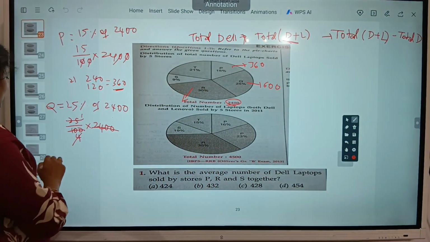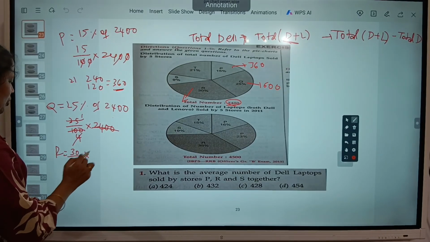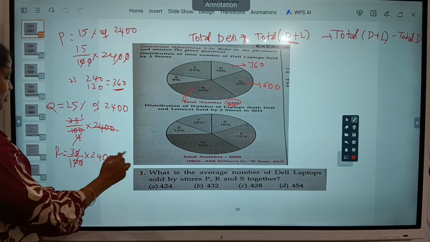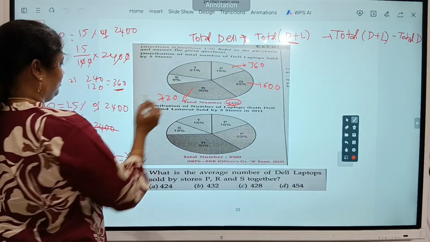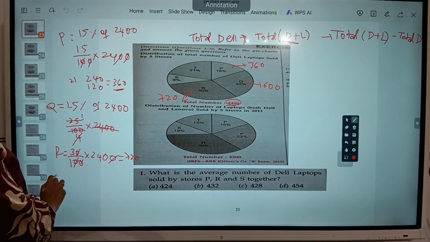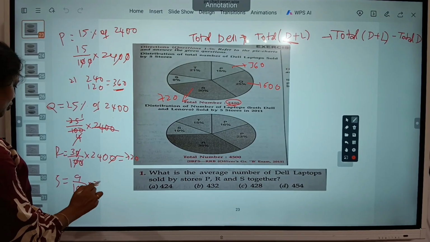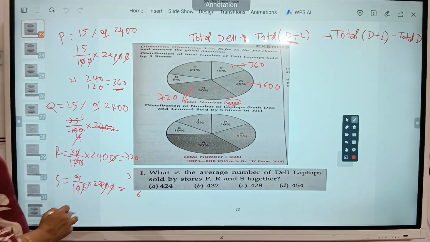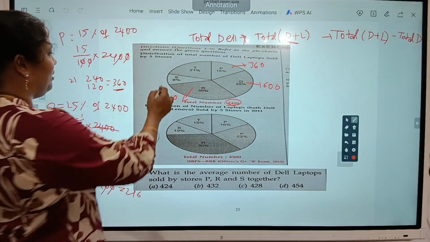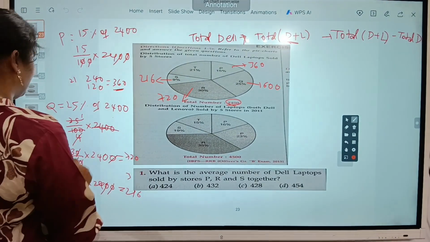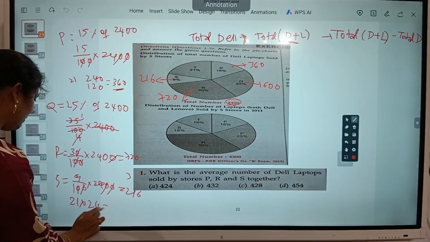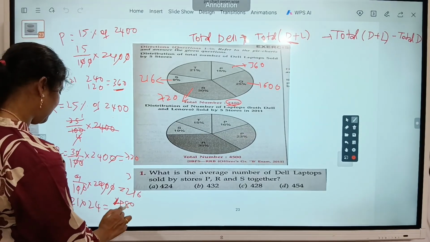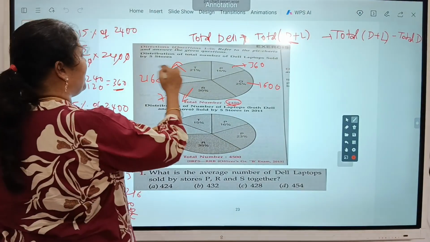Again, R is equal to 30%. 30 by 100 into 2400. So it comes to 720. Then for S, it is 9 by 100 into 2400. 9 4s are 36, 9 2s are 18, 216. So it will be 216. And for T, it is 21% of 2400. 240, 480 plus 24. So it is nothing but 504.